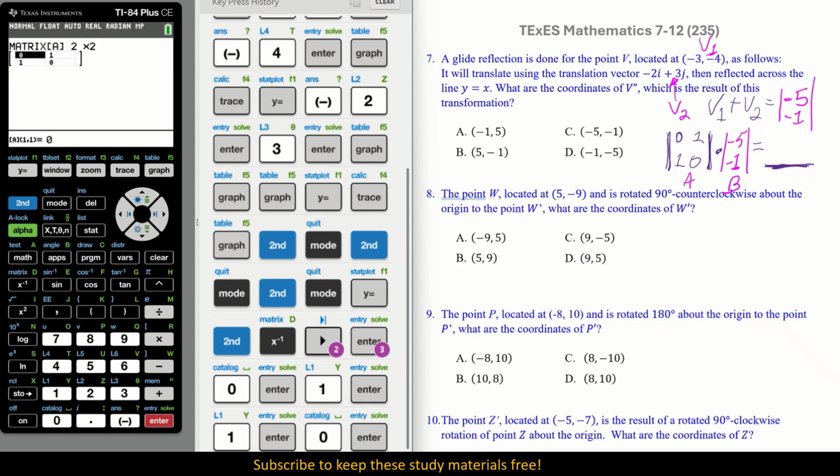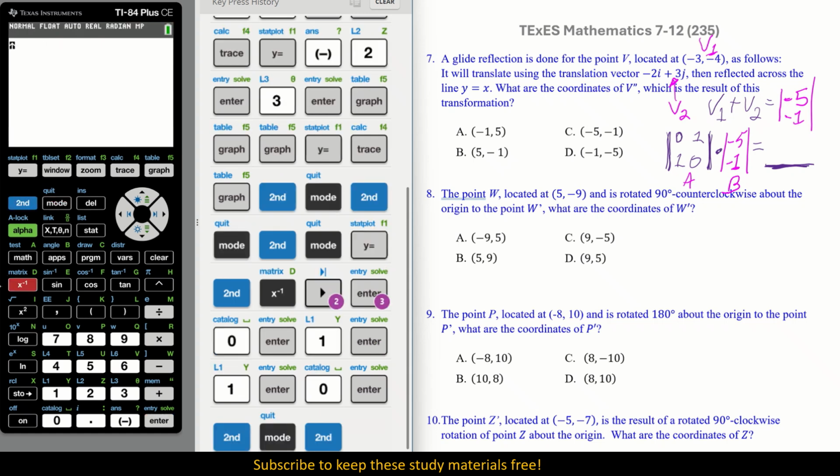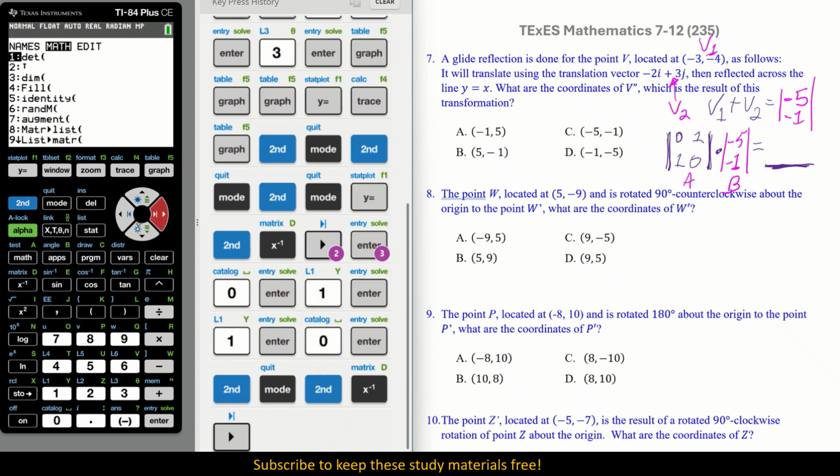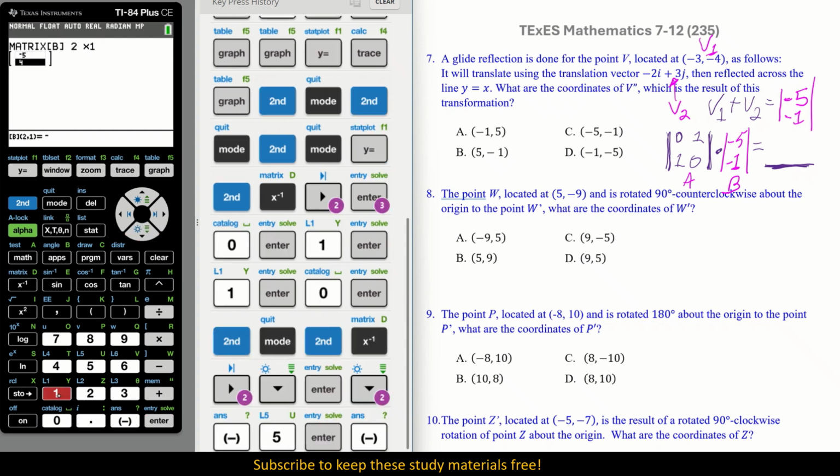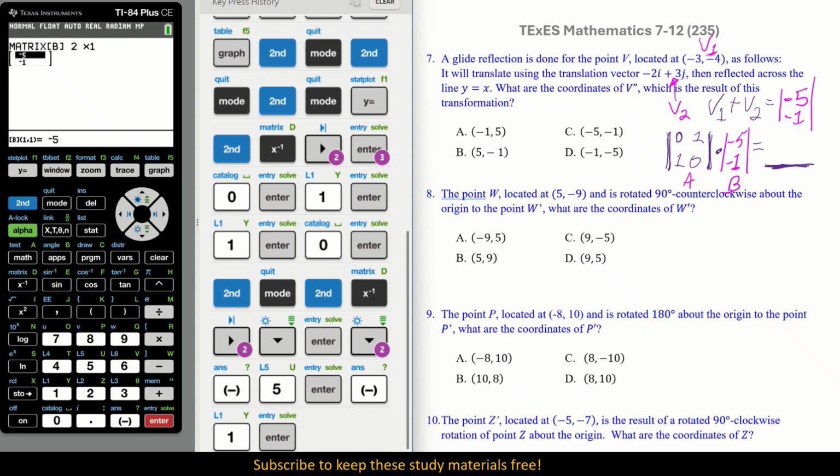Remember, can't do anything else in here. I'm just simply changing what I need. So now back out, go second matrices, go over to edit, but I need to go down and edit B. So now you can just arrow until you get there. I need -5, enter, -1, enter. Double check it. Yes, I'm okay. Second, back out.